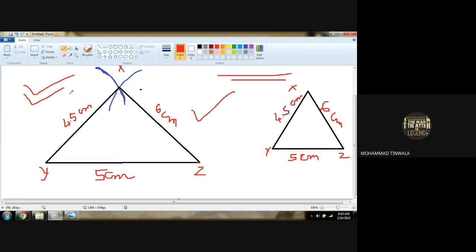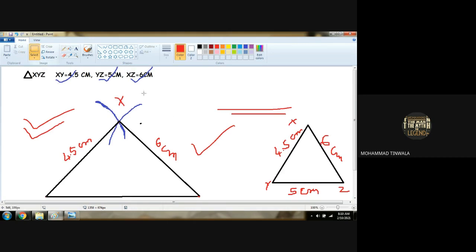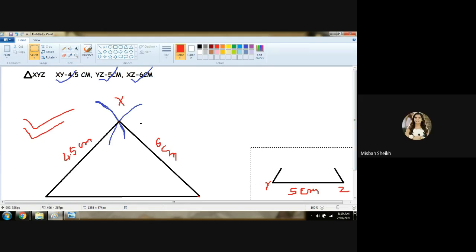Is that clear, girls? Yes. Anybody has any doubt with this? No, sir. Sure na bachcha? Yes, sir. See, in this construction, in this chapter, steps are there. Steps are only that thing of steps should be written.